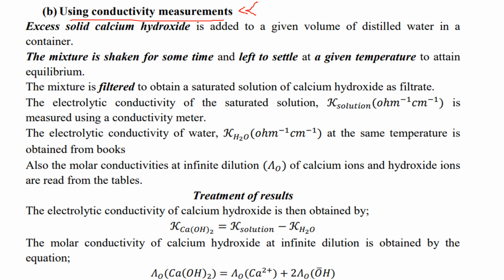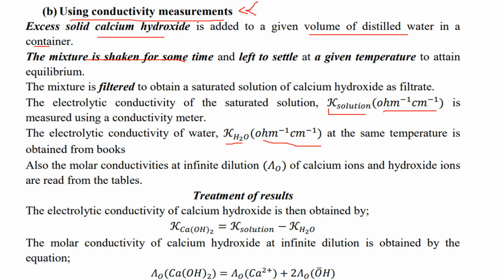Now the units which have been put in brackets are not a must for you to write. You can just write K of the solution and K of the water. Now let's start. We are saying that here we are going to get our excess calcium hydroxide and add it to a given volume of water in a container. And we are going to close this container and then shake the mixture vigorously, for about 5 minutes, so that we can get the dissolution.